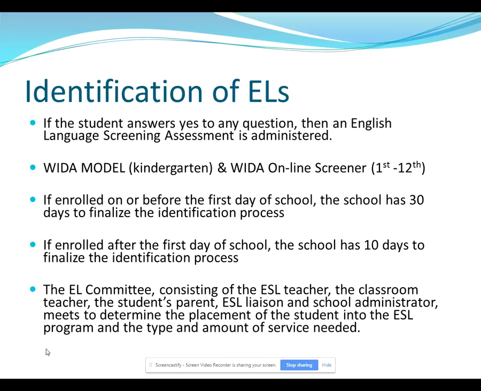At that point in time, if they indicated a language other than English on that home language survey, then a language screening assessment is administered, determining a student's English language proficiency level. The assessments that we use are the WIDA MODEL for kindergarten students and the WIDA Online Screener for students in 1st through 12th grade. If a student enrolls on or before the first day of school, then we have 30 days to complete the assessment and identification process for a student. After the first day of school, when a student enrolls, we have to complete the assessment and identification process within 10 days of initial enrollment.